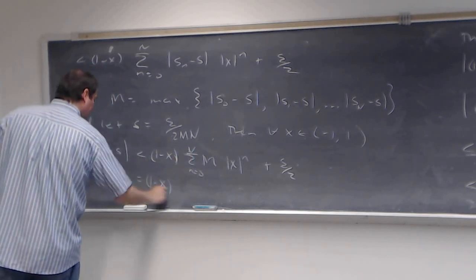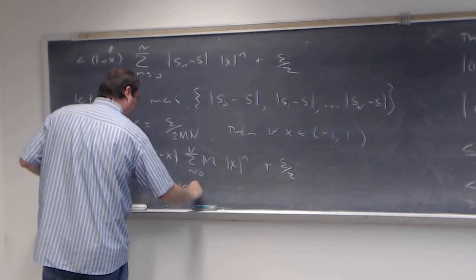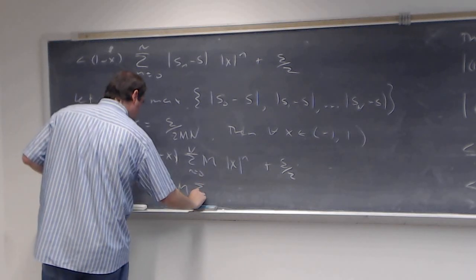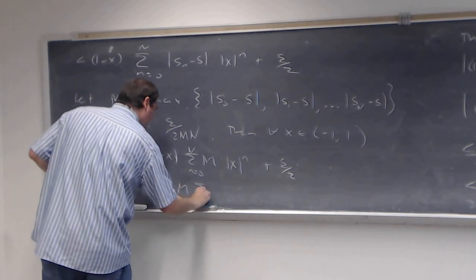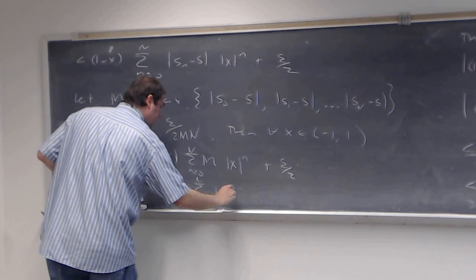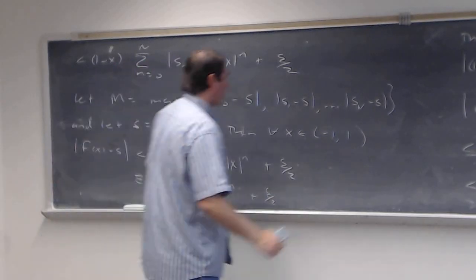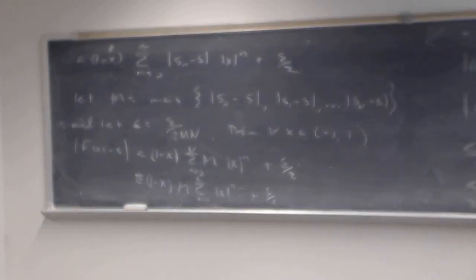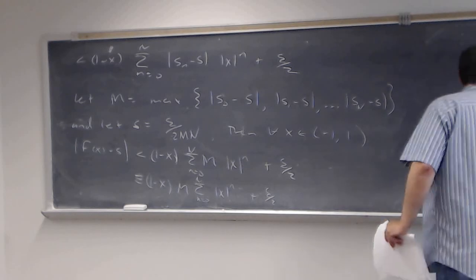I pull out the M, 1 minus x. Let's make it less than. Pull out the M. Here, this is the sum, as n runs from 0 to N, of the absolute value of x to the n, plus epsilon over 2. We're almost done.